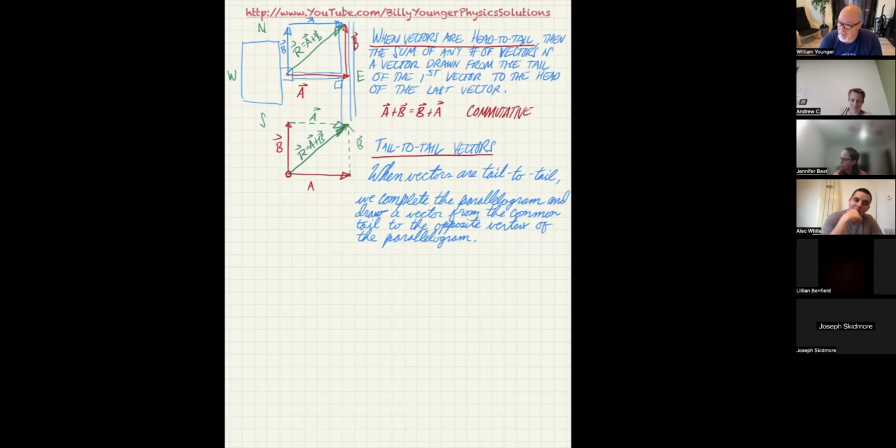If they're head to tail, you draw it from the tail of the first to the head of the last. So here's the tail of the first to the head of the last. If they're tail to tail, as you see these are, then you complete the parallelogram by moving B over to here, and then by moving A over to there, and then you draw from the common tail to the common vertex, which is that right there.